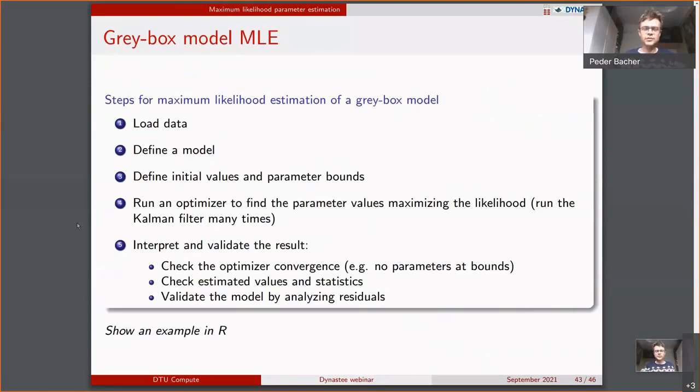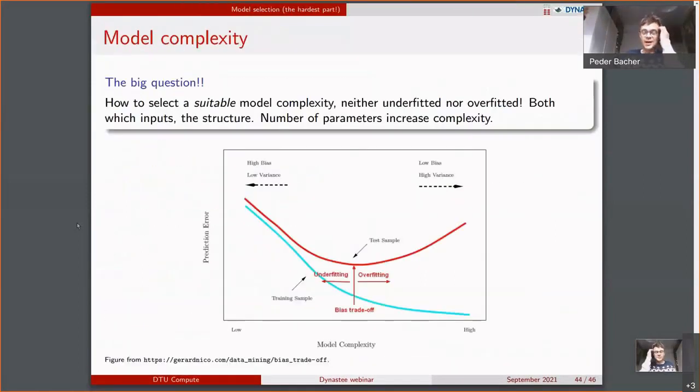Now the challenge is to find out which model you should use. And that's basically the hardest problem of all this, because you don't want... I don't know if you know this, but it's called model complexity, the balance between bias and variance of a model.